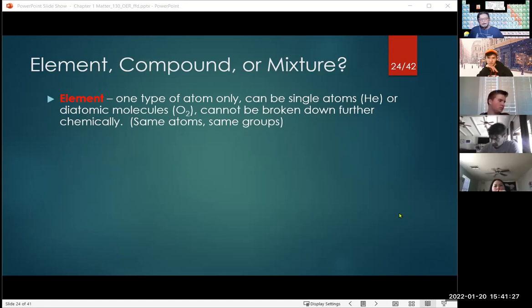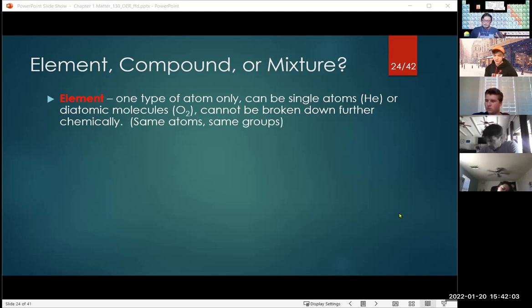Let's talk about an element versus a compound and versus a mixture. Okay. So an element is just one type of atom only. Okay. It could be a single atom, for example, He, which is helium, or it could be what we call diatomic. Okay, like oxygen. Oxygen, at least here on Earth, along with the other diatomics, and there's only 7 of them. We're going to list them here in a bit.